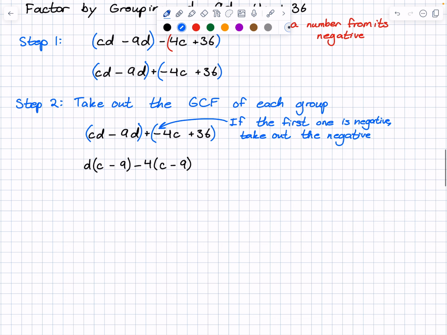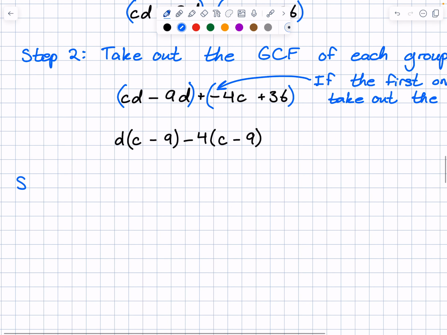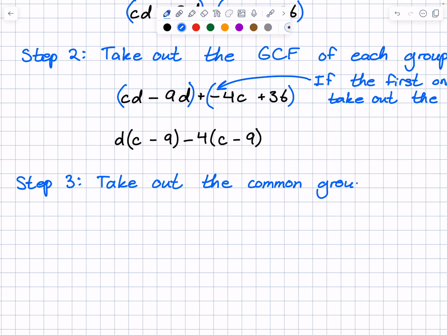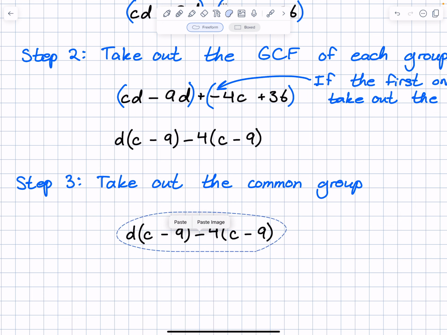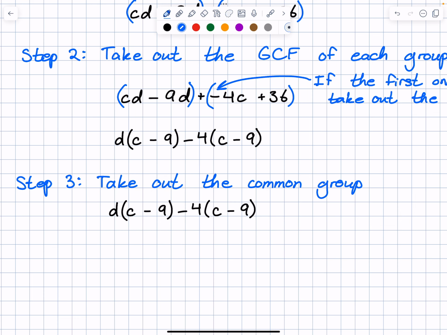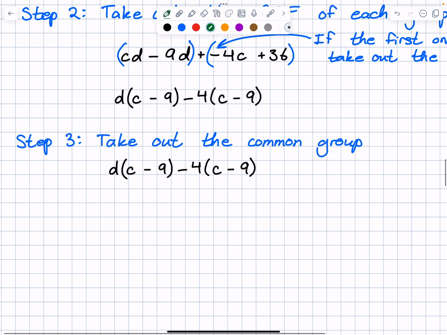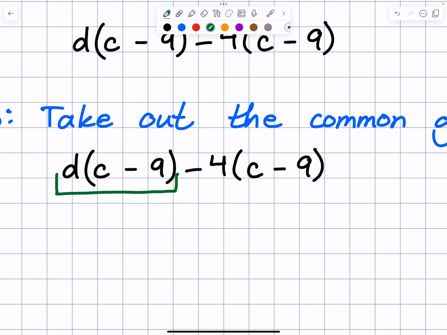And now I'm on step 3, and this is the last one. Step 3. Take out the common group. That's not super clear, so let me show you what I mean. Right here, I now have 2 big terms. Here is my first big term. Here is my second big term. I've got 2 big terms.